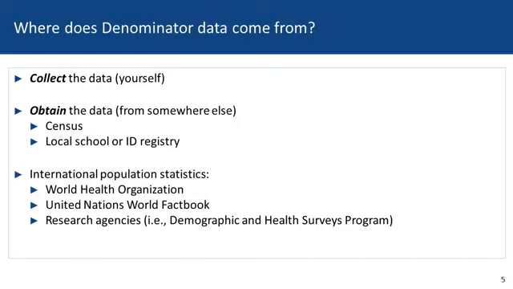So where does denominator data come from? That number can also be collected yourself or in the context of a study, but perhaps more commonly, the data is obtained from somewhere else. This can be a census, which is an enumeration of individuals living in a particular community. It can also be individuals enrolled in a local school or a registry of identifications. In international health, we use sources of international population statistics that can come from the World Health Organization, the United Nations, or other research agencies, such as demographic and health surveys that are routinely done in most populations.